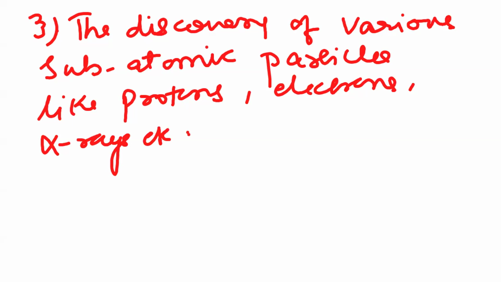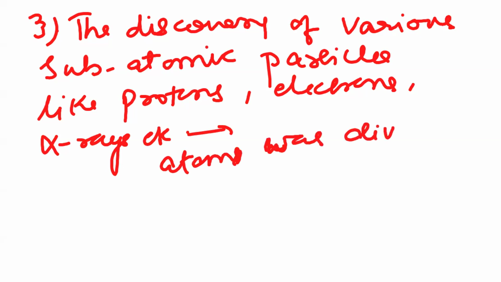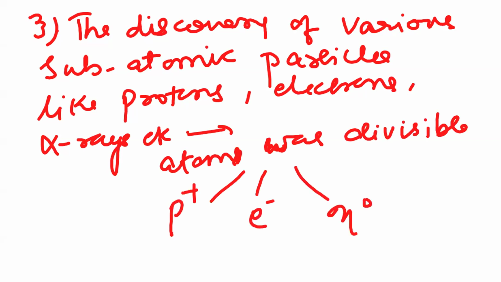So finally, during the late 19th century, the idea was developed that the atom was divisible into protons, electrons, and so on. At that time, while understanding all this, it was not at all proved. It was proved very late.